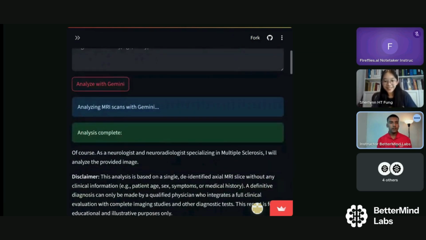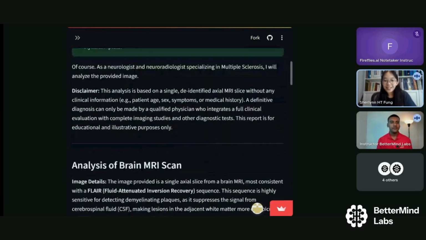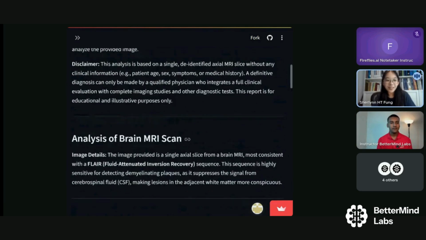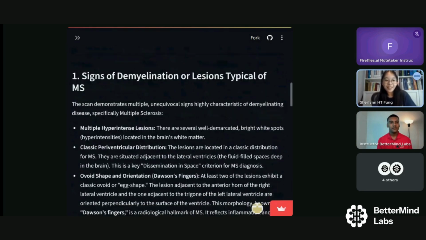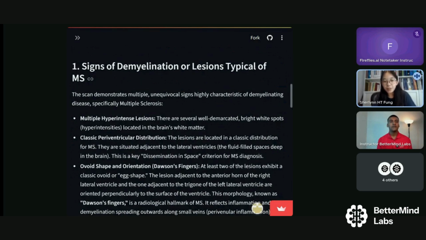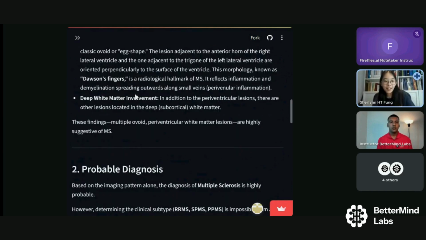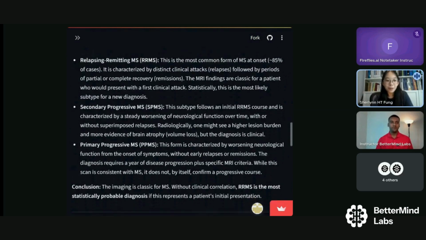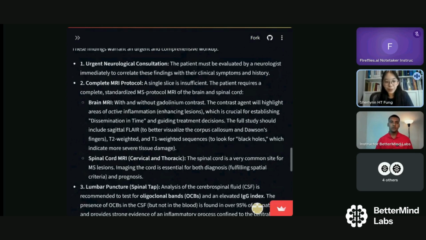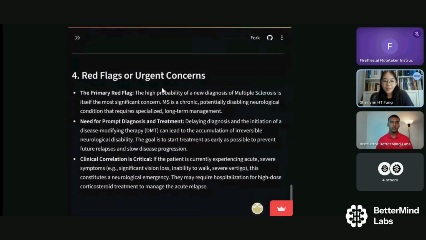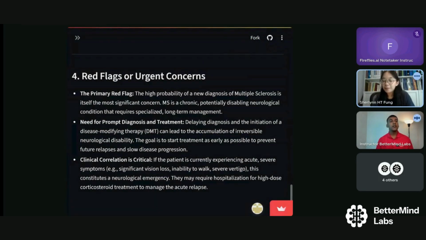Is it ready? Okay. Yeah. All right. So as we see, we had a disclaimer here, and we can see the signs of demyelination, which is the loss of the insulation coat of the neuron, and also lesions, which are the injuries, basically. So we can see that there are several lesions, which is correct. And it also told you the name of it, which is Dawson's fingers. And then problems of diagnosis and recommendations for follow-up. And yeah, any urgent concerns. Okay, understood.